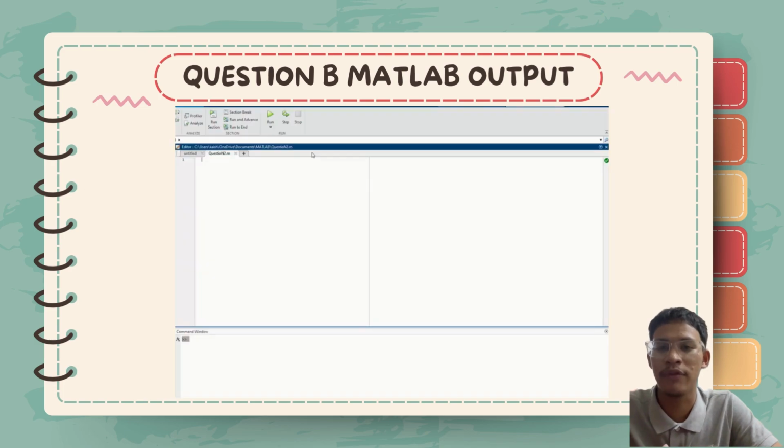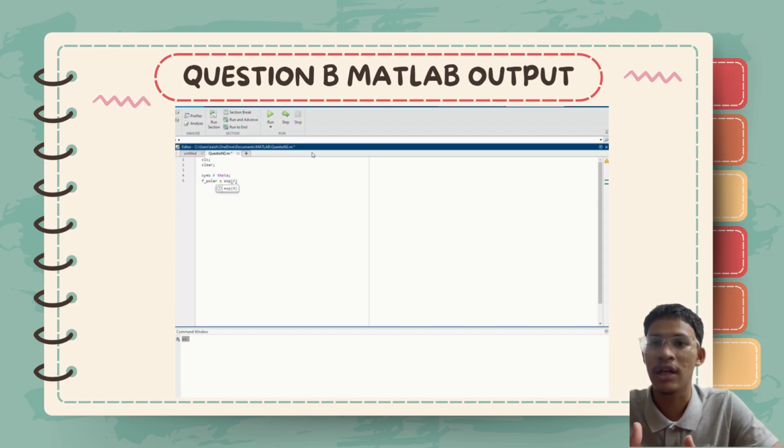Assalamualaikum and hi everyone. In this video, I will explain my solution for question B, which involves calculating a double integral and visualizing it using MATLAB. First, the goal is to evaluate the double integral of the function f(x,y) equals e to the negative x squared plus y squared, over a circular region of radius 2 centered at the origin.